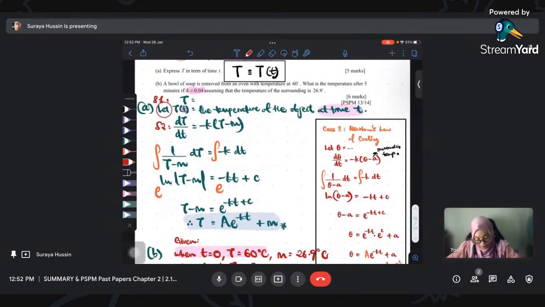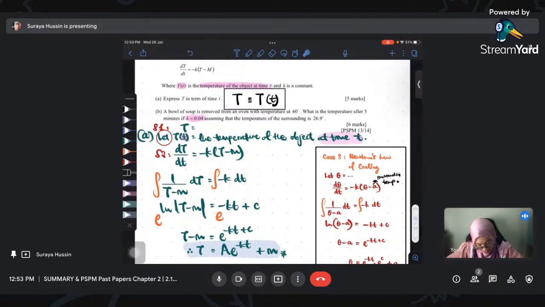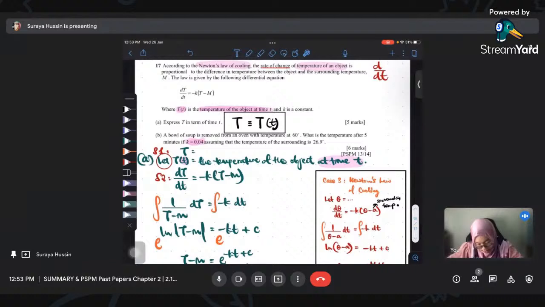mesti pandai tulis dia punya rate of change. The rate of change of the temperature is equal to the difference of the temperature of an object and the temperature of the surrounding. M dekat sini, dia yang kata, M, mana M? Dia yang kata, M is the surrounding temperature. You read the questions carefully. Dia yang kata, huruf M ini adalah the temperature of the surrounding.